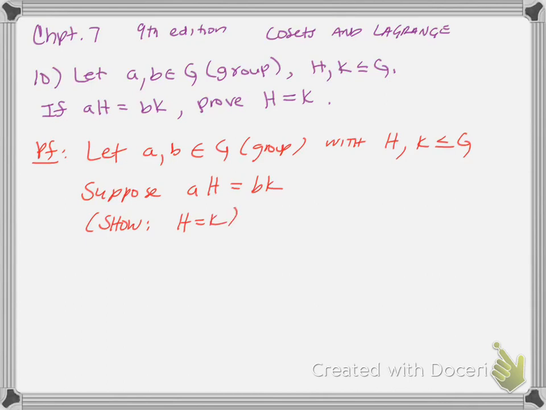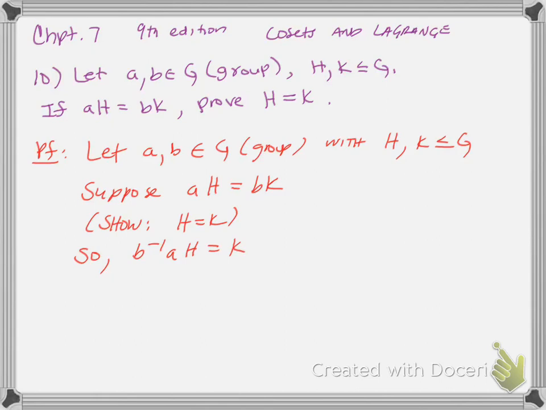Now, here I know you might be thinking of showing that they're subsets of each other, but because we're in this chapter, you want to look towards the properties that we have. So always sort of go to the properties first to see if there's some type of shortcuts or properties you can use to help prove things. Okay. Since we're supposing AH equals BK, where H and K are subgroups, then if we take B inverse on both sides, we can say that B inverse AH equals K, right?